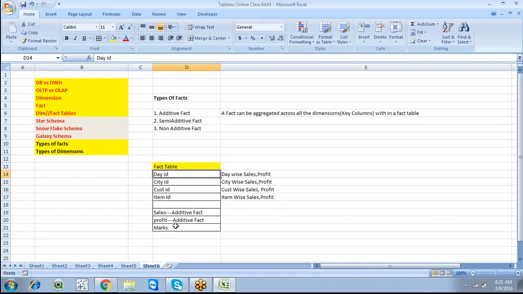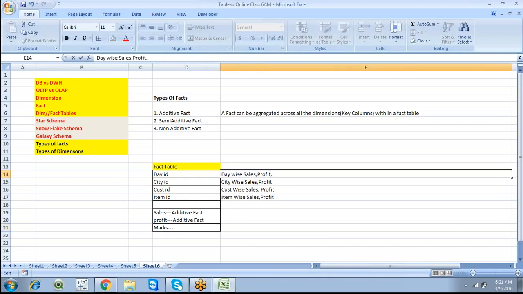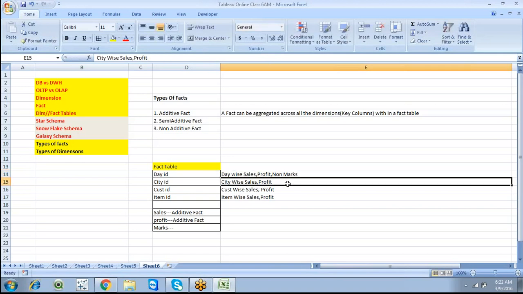So this is not an additive fact, because sales is going to aggregate across all the dimensions, and profit is aggregated across all the dimensions. Now we have a fact called marks. We cannot go for marks here. It is not possible. It is also not possible with city wise marks. It is also not possible with customer.